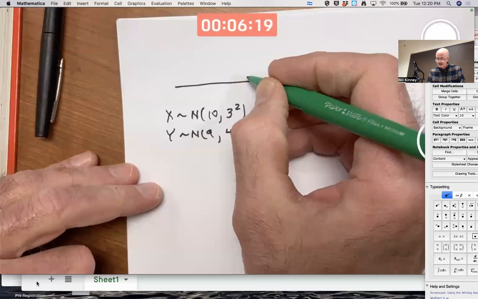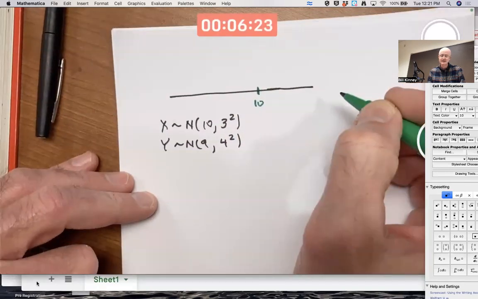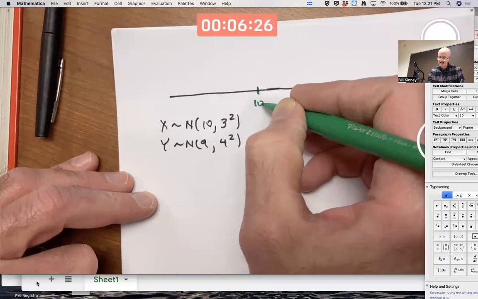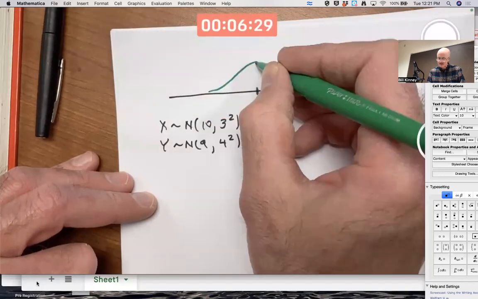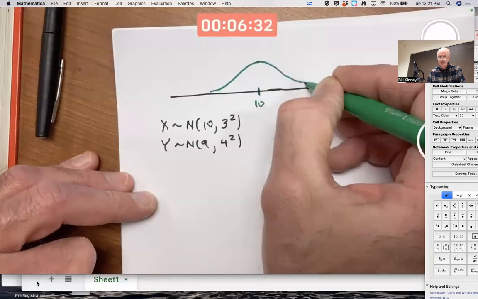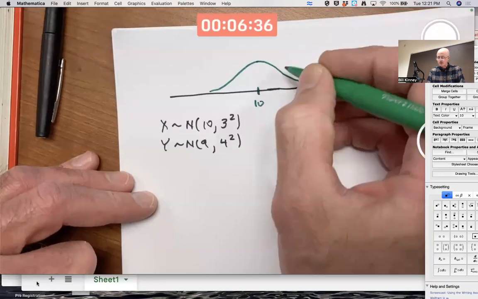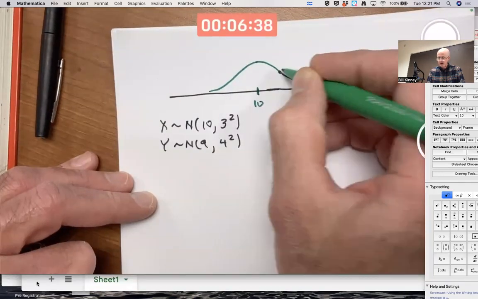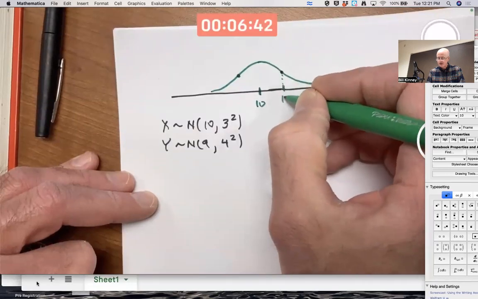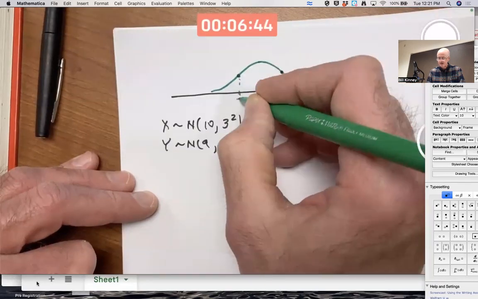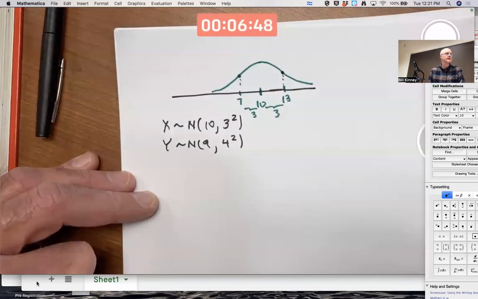So for X, the normal curve that is modeling how long it takes for this algorithm to run is centered on 10 and has a standard deviation of 3. Thinking in terms of the inflection points on the graph, right about there and right about there, this value would be 13 and this value would be 7. That's one standard deviation away from the mean.